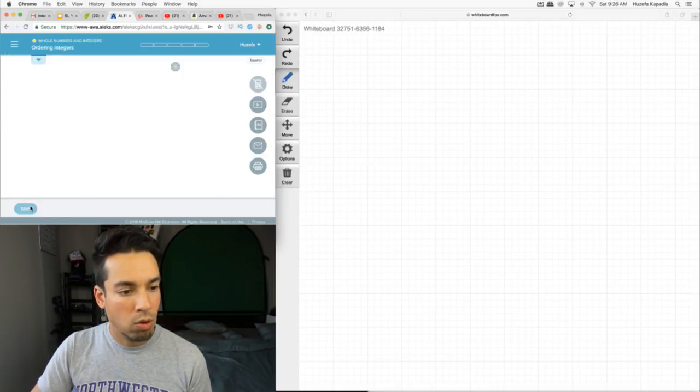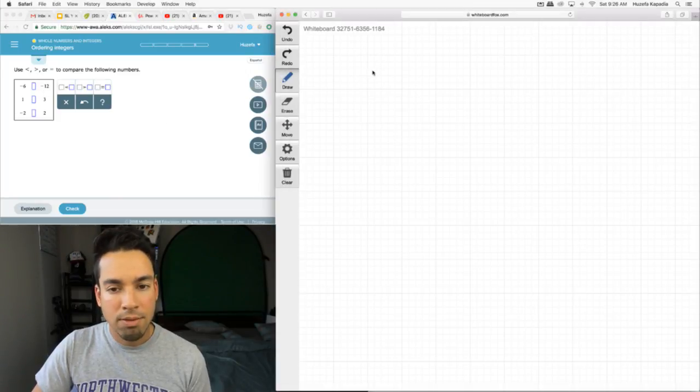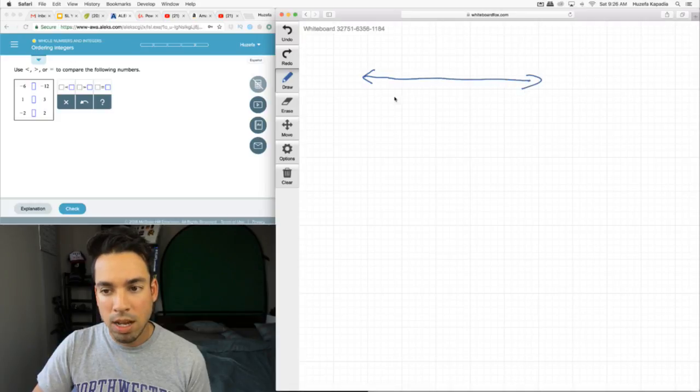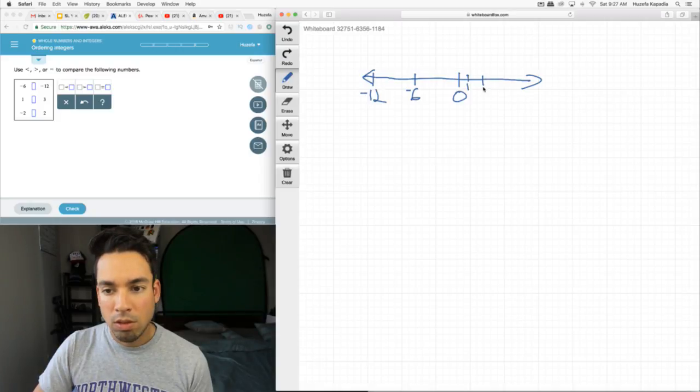All right, so starting with ordering integers. Now we're deciding which one's bigger and smaller. Now remember, when we have integers, we want to think about a number line. The numbers farthest to the left on this number line are going to be the smallest. So where do these numbers fall? Let's look at -6, for example. -6 would be 6 away from 0, okay? -12 would be 12 away from 0, but farther to the left, right? The negatives extend in this direction, just like the positives extend in the other direction. Maybe we'd have our 1 value right here, 2 right here, 3 right here, and then that -2 value would be somewhere around here.